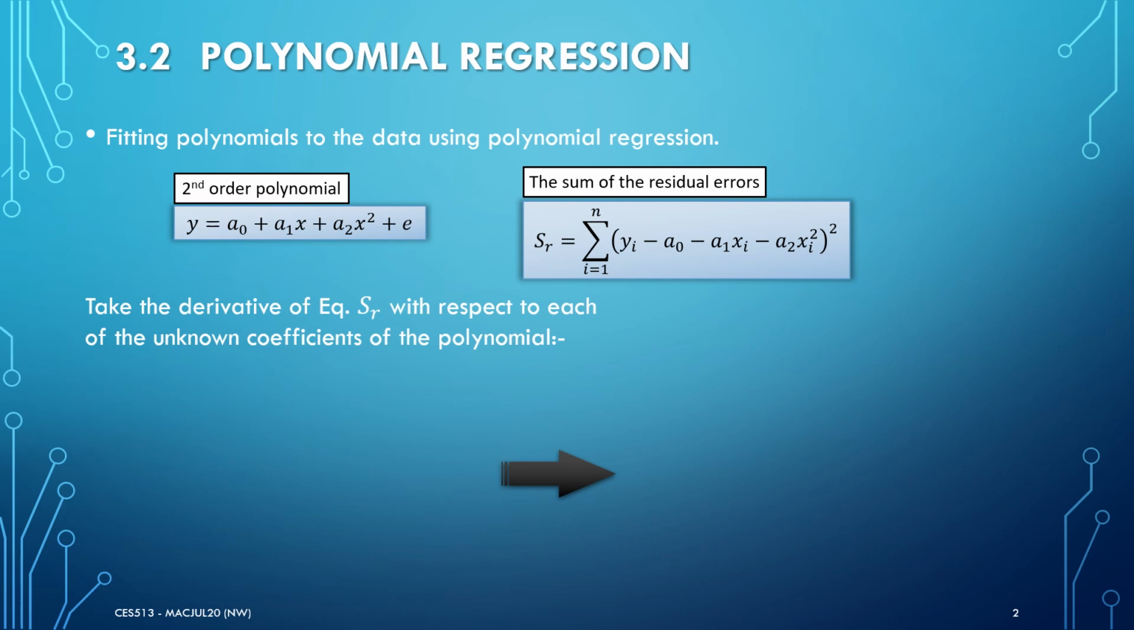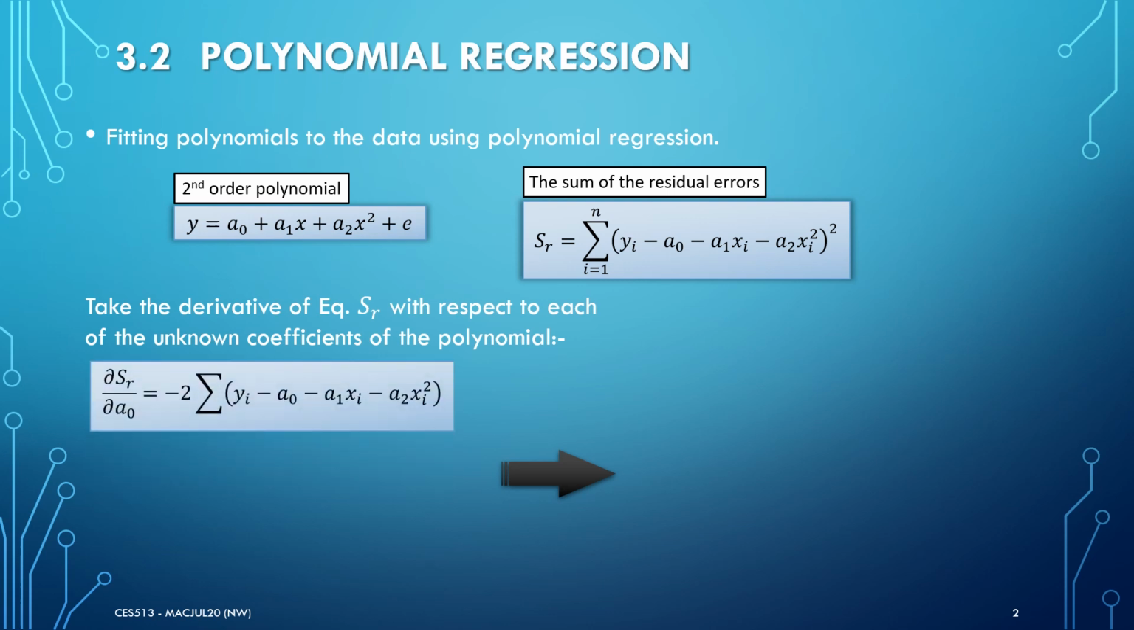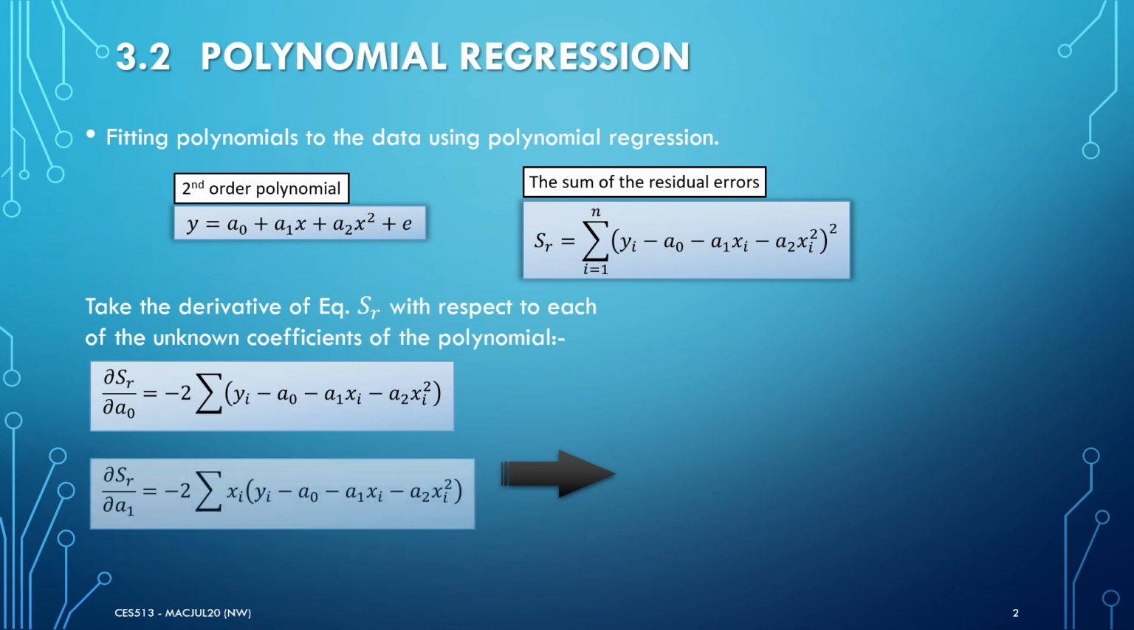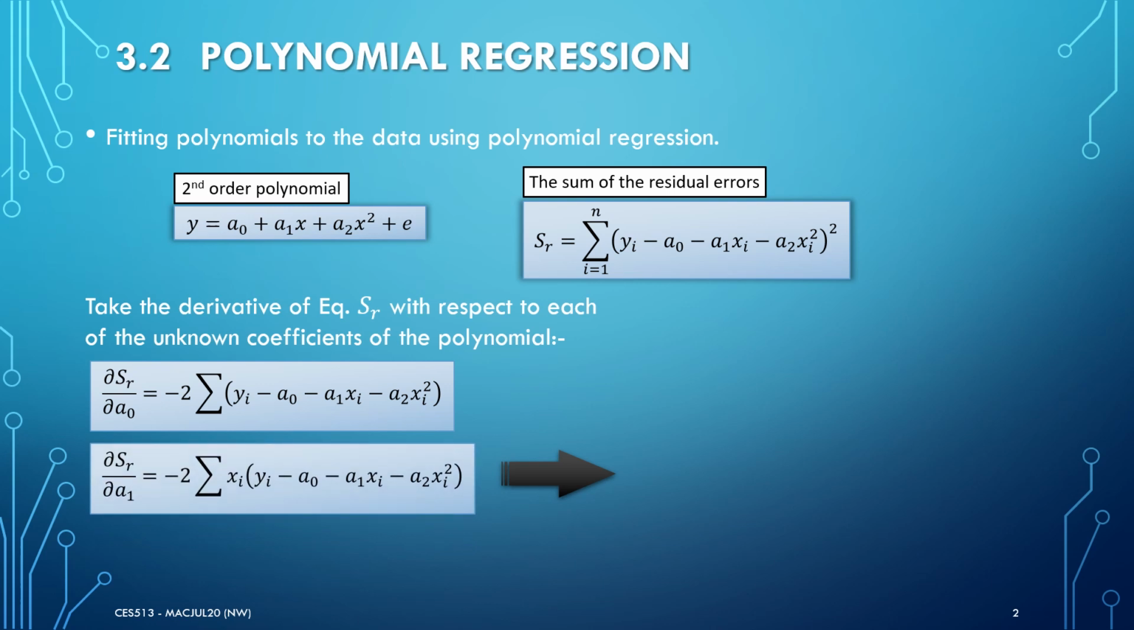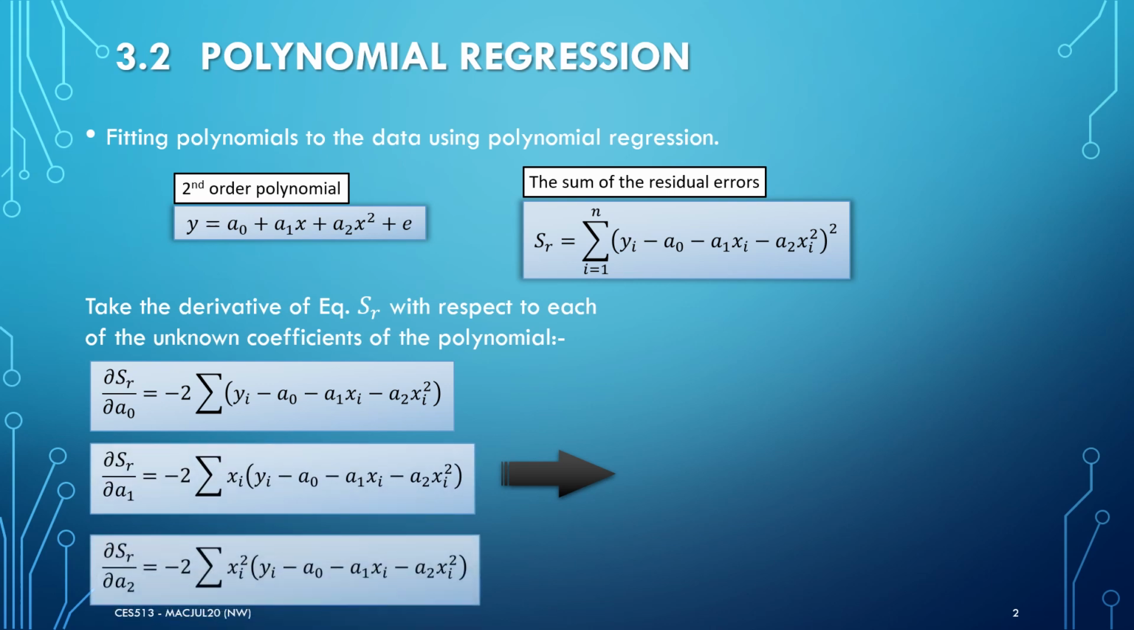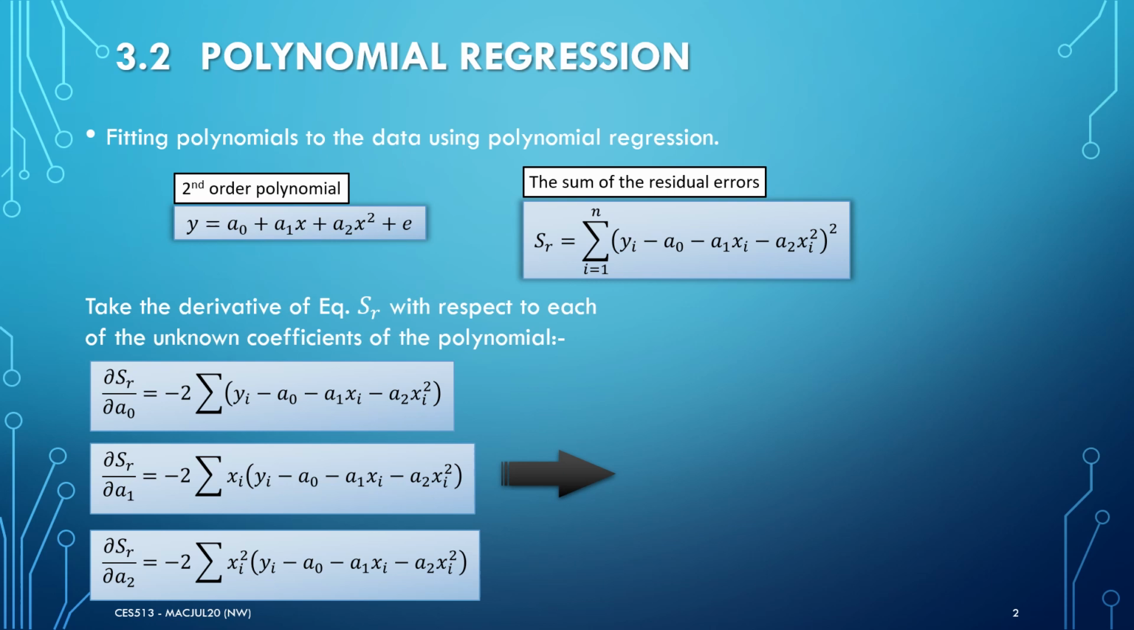Following the procedure of the previous section, we take the derivative of equation SR with respect to each of the unknown coefficients of the polynomial. As in the first equation, the SR equation is derived with respect to a0. And then the second one is with respect to a1. And the third one is derived with respect to a2.